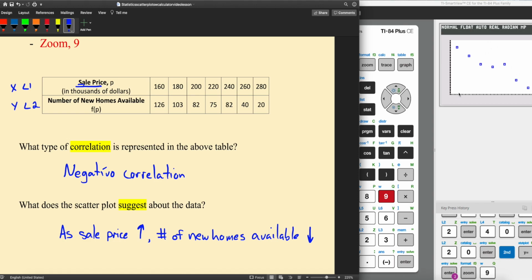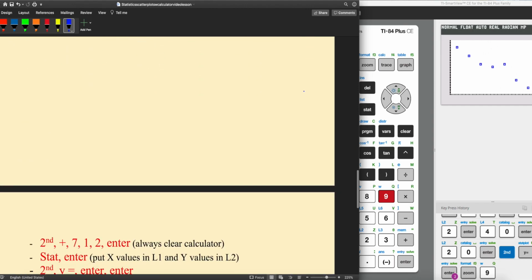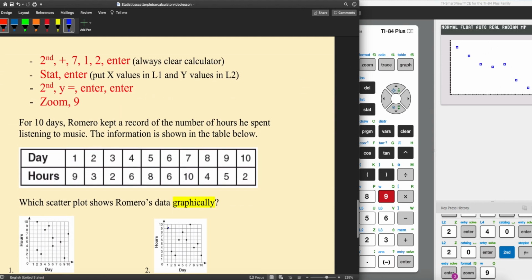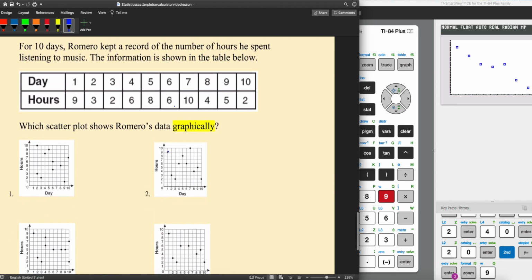As the sale price is increasing on the x-axis, guys, the number of new homes available decreases. That is what this scatter plot is suggesting or showing you, right? That's the trend that it's showing. Remember, scatter plots show trends. That's the trend it is showing. Let's look at one more. Again, I'm putting the buttons here for you guys. Memorize these. Here's an example of a part 1 on the Regents.